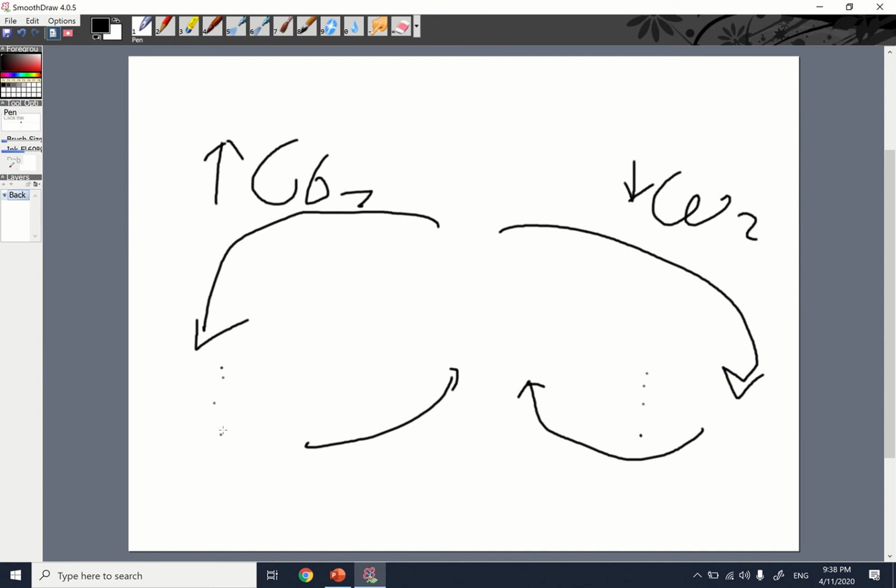Vice versa, we can guess what is going to happen on the other side. When you have too much CO2, you've got to breathe more. So your rib muscles are actually going to tense to increase breathing rate, and your diaphragm muscles are also going to increase the breathing rate.